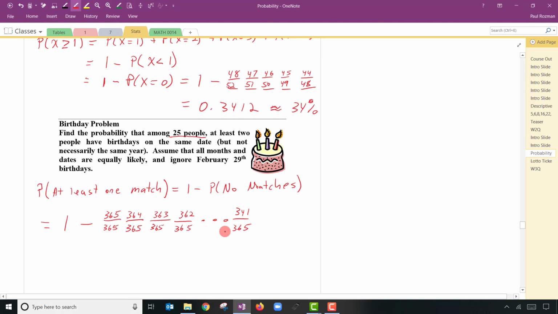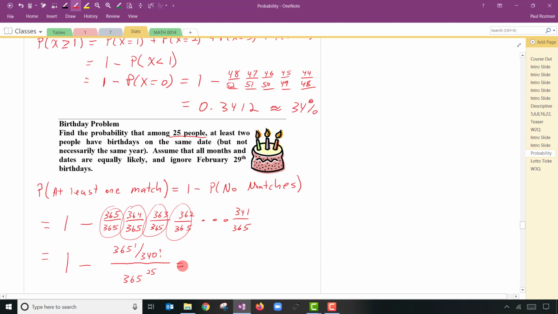We could try to write this into factorial notation, but it's too big for our calculators anyway. It's 365 factorial on the top, almost, because it stops at 341. So I'd have to divide by 340 factorial, and then divide all of that by 365 raised to the 25, since there were 25 people there. These numbers are too big for our little calculators. So you probably have to punch it in, number by number. I'll save you the trouble.